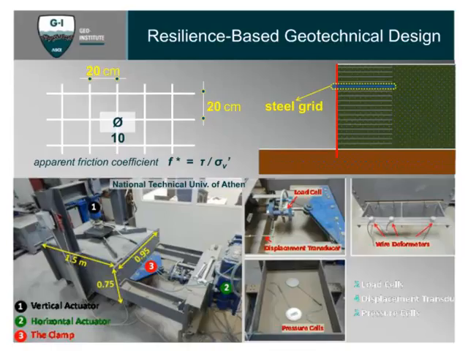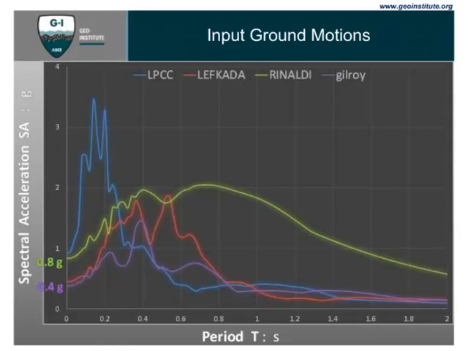Here you see the steel grid with a horizontal spacing of 20 centimeters of each grid that is on the MSE wall. And this was evaluated first by codes, but also by actual pull-out experiments at the soil dynamics lab of MTU, using instrumentation with vertical and horizontal actuators and clamps to simulate and calculate what the actual apparent friction would be.